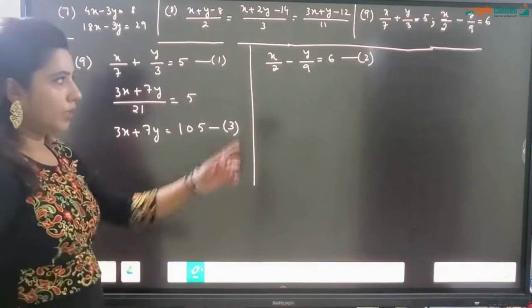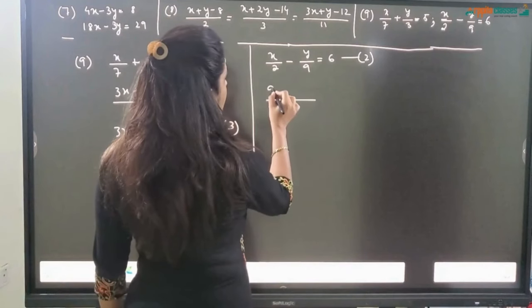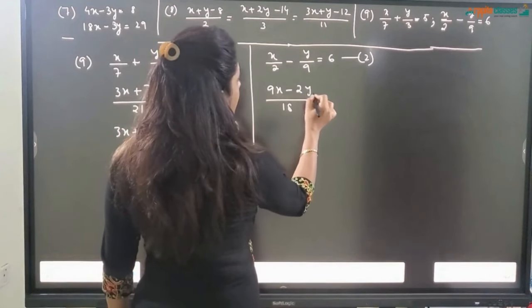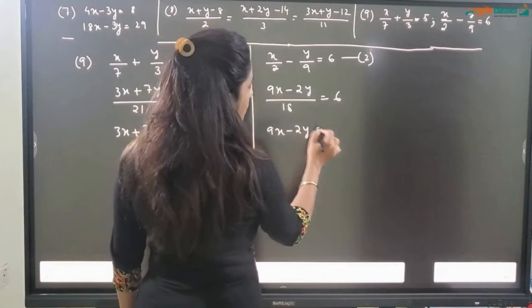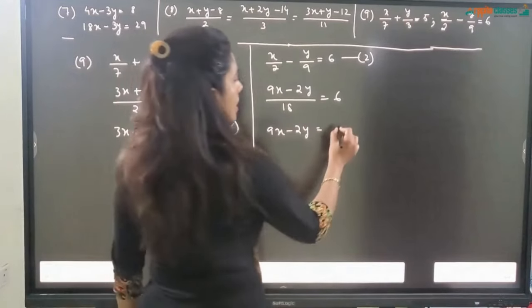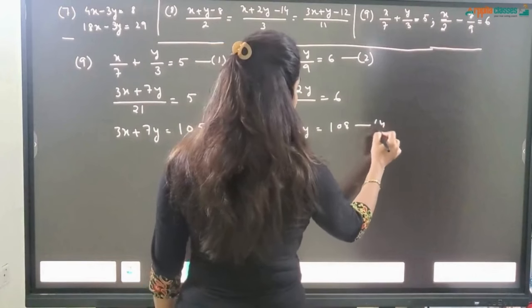Same thing we need to do here also. LCM of 2 and 9 is 18. So it will be 9x - 2y = 6, or 9x - 2y equal to, we'll get 18 that side, 108. That is my equation number 4.